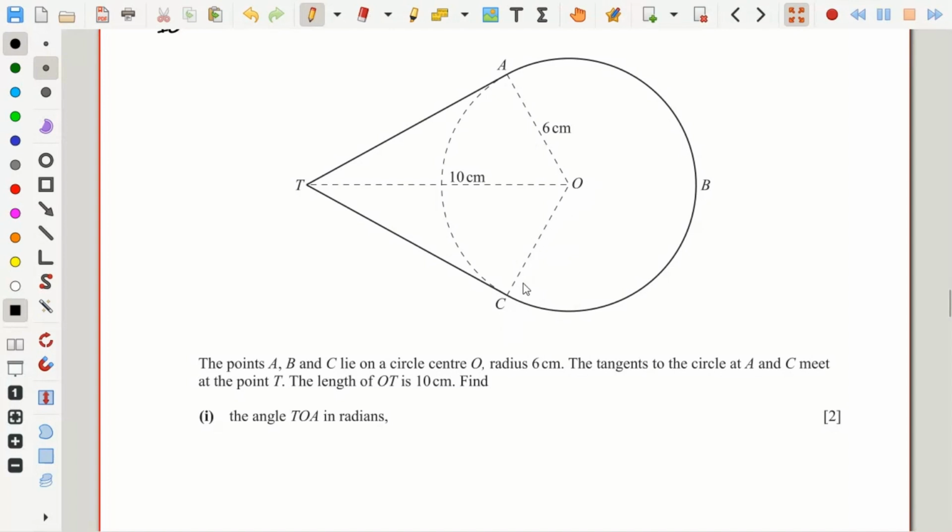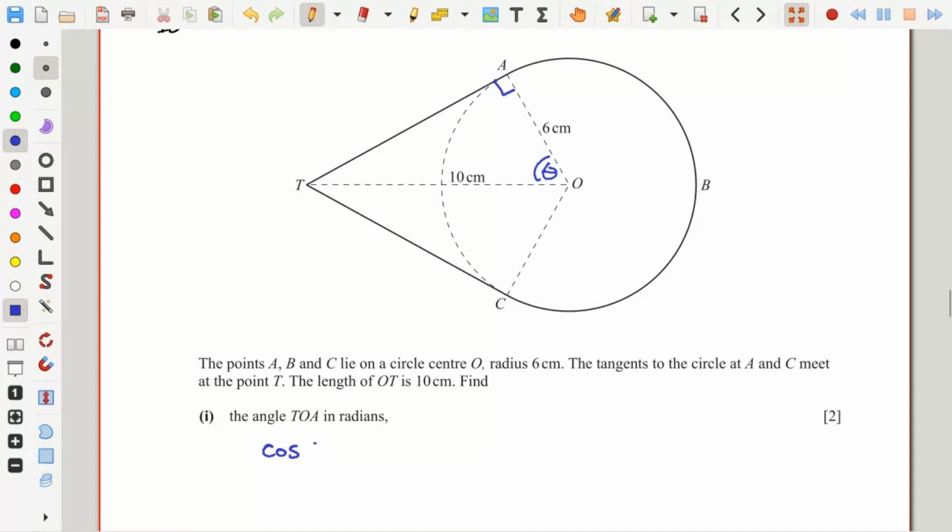Now look at this one. They say I should find TOA. That's the angle here. Let me go for my special blue pen. So this is a right angle triangle because when the tangent meets the radius, they form an angle of 90 degrees. Okay, so we can find the angle TOA by using this trig ratio.